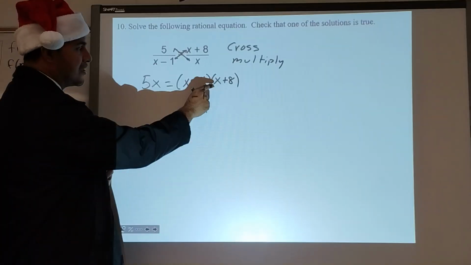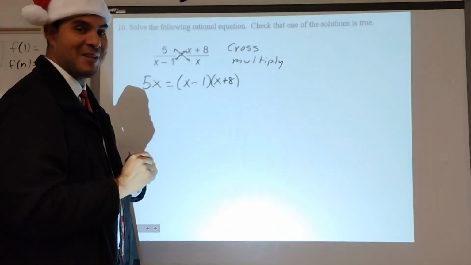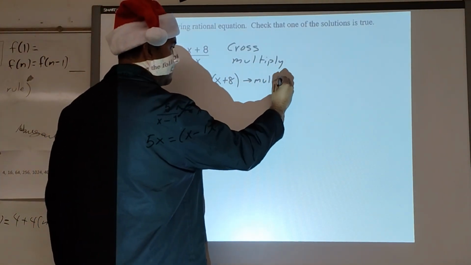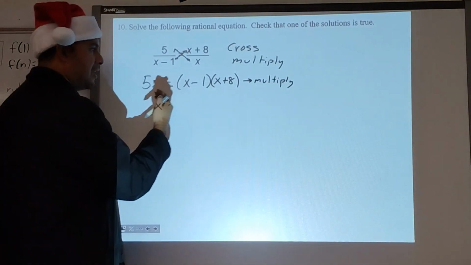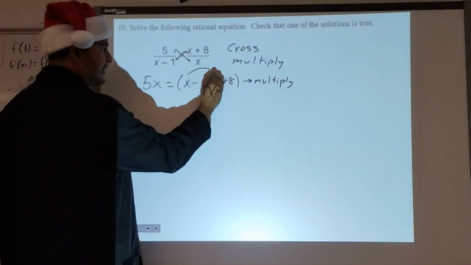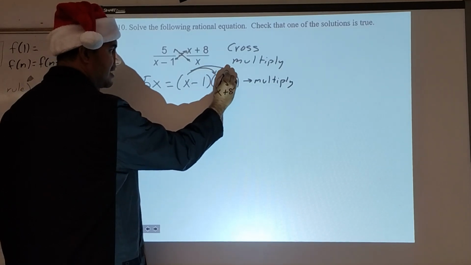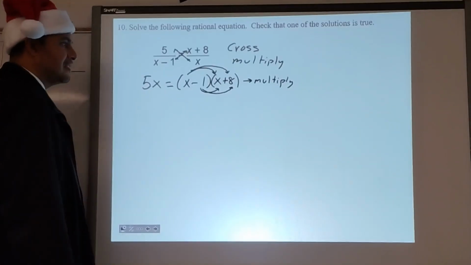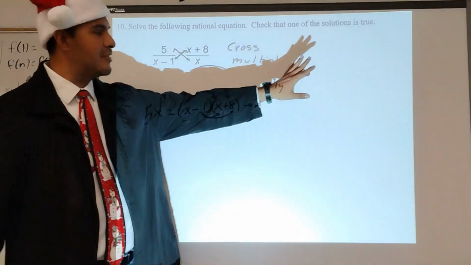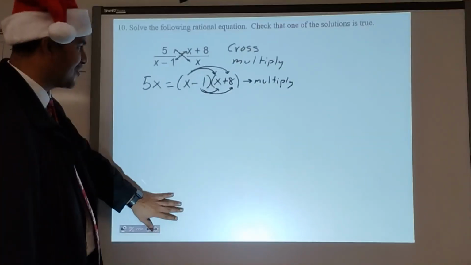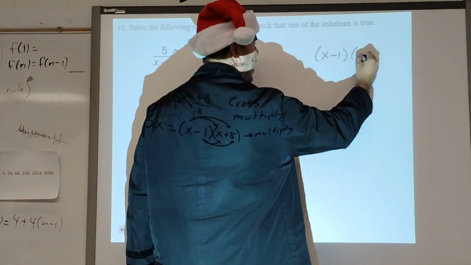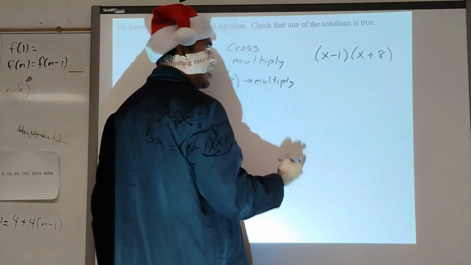We're then going to take our x minus 1 times x plus 8 and multiply them. So we're going to multiply here, and I'm going to multiply x times x, x times 8, negative 1 times x, and negative 1 times 8. Now I'm going to do that work over here on the side so I can leave room to finish off this entire problem. So we're going to multiply x minus 1 times x plus 8, again following that process.